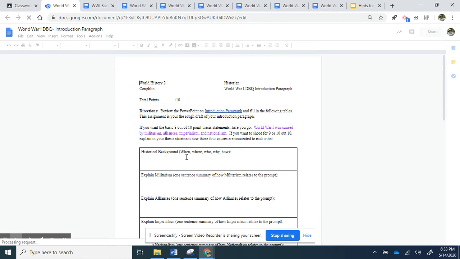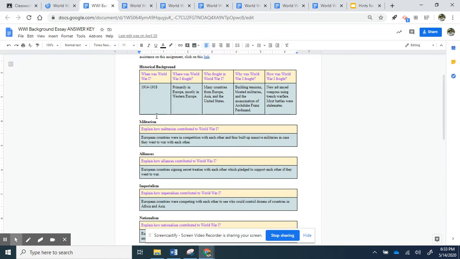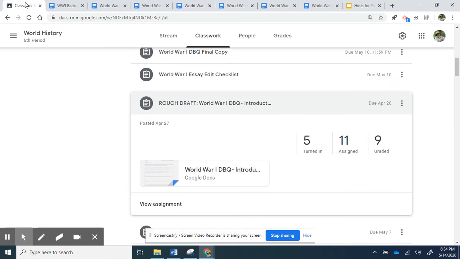All right. Historical background. Let's look real quick here. Historical background for the background essay. What you want to do here is, in 2, 3, maybe even 4 sentences, summarize the information in these boxes into this, because the historical background is asking for where, when, who, why, and how. Sounds good? All right.